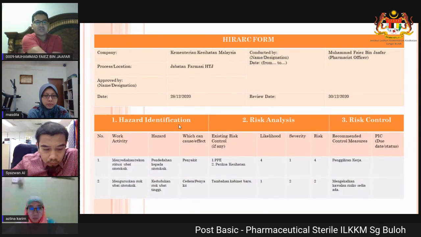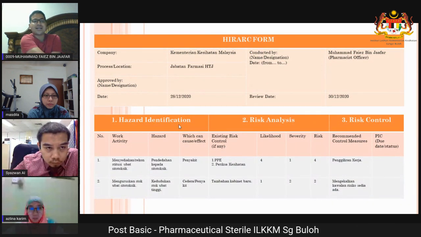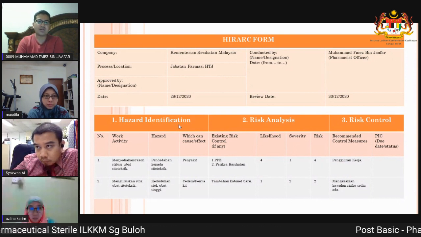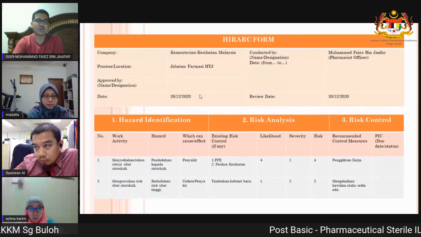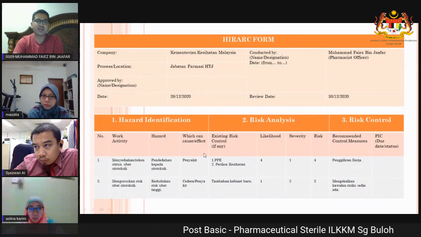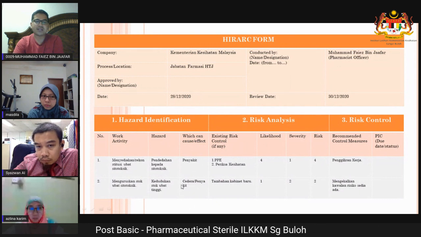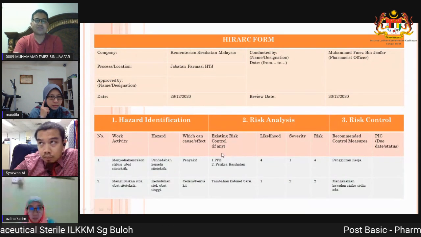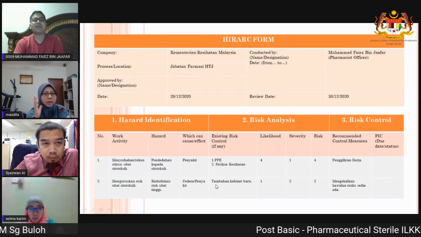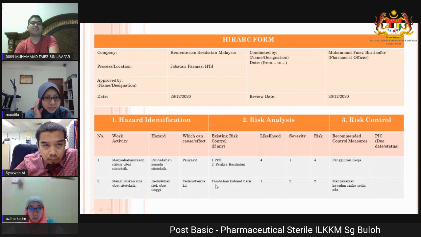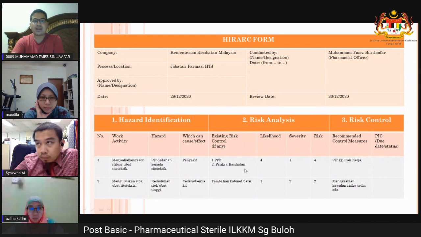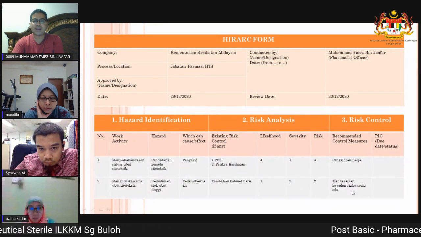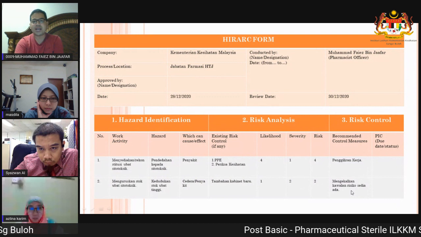Okay, kadang-kadang ubat cytotoxic ni stok kita sangat sempit dan kita perlu susun ubat tinggi lah. So dia pun ada, kita perlu tambahkan kabinet baru ataupun besarkan dia punya ruang kerja ataupun store tersebut. Likelihood 1, severity 2, risk 2. So recommended control measure, mengekalkan kawalan risiko sedia ada.